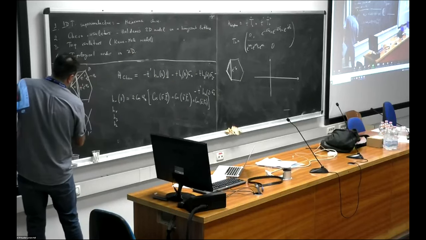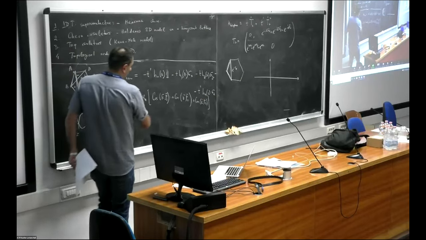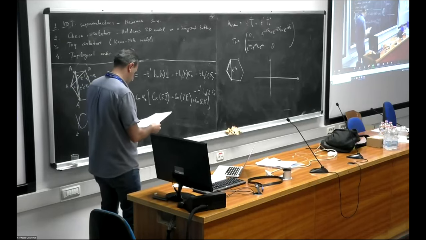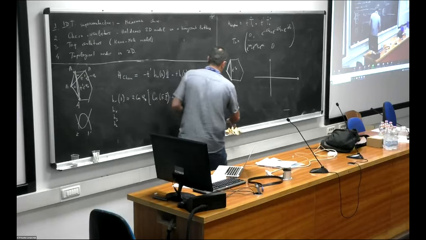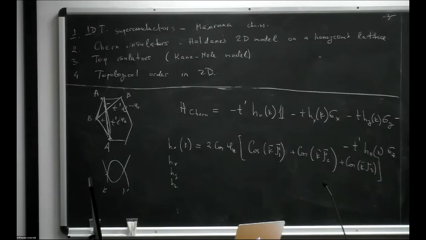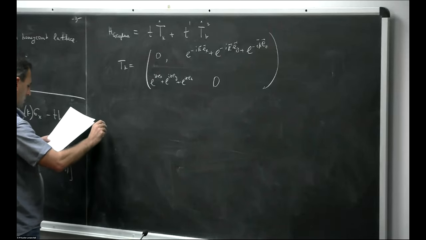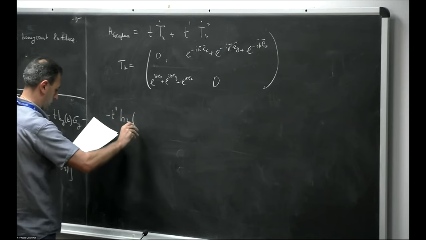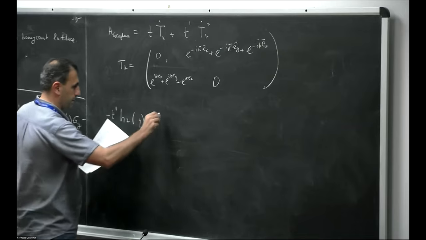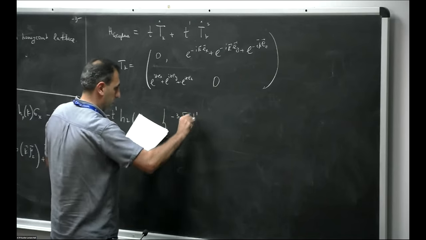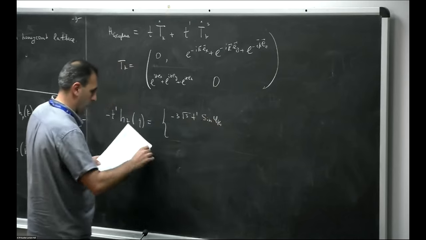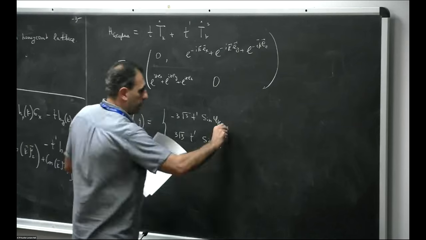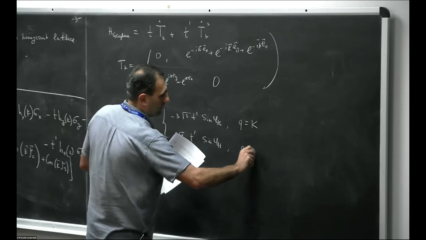both in the k point and the k prime point, but in the presence of the phi field here, the function Hz has different signs. I should have written down the expression for Hz, which is the most important function here. So Hz, minus t prime times Hz of, let's say, q is equal to minus 3 square root 3 t prime sine of phi a and 3 square root 3 t prime sine of phi h, when q is equal to the k point and when q is equal to the k prime point.